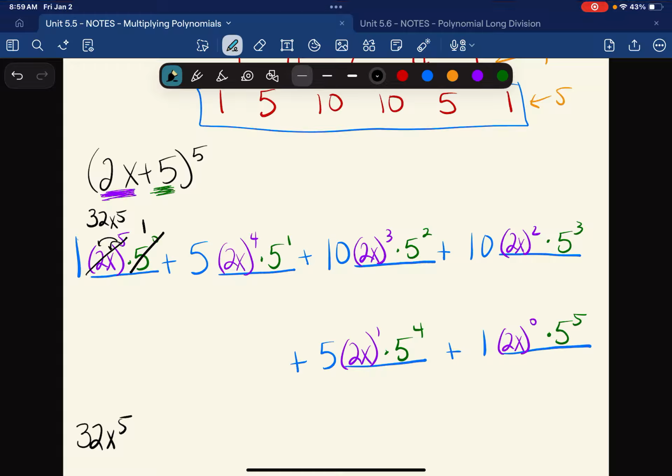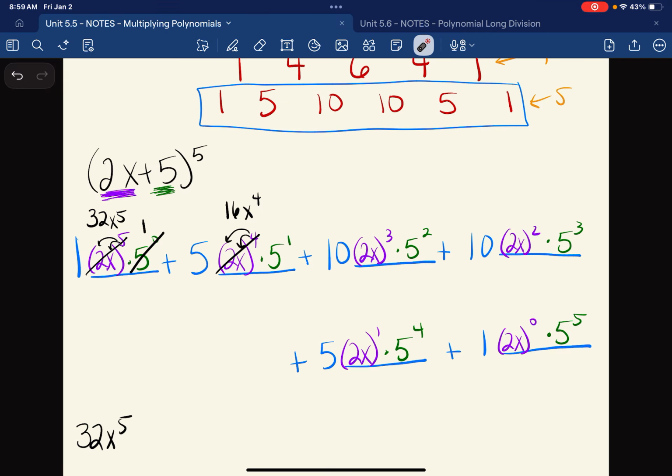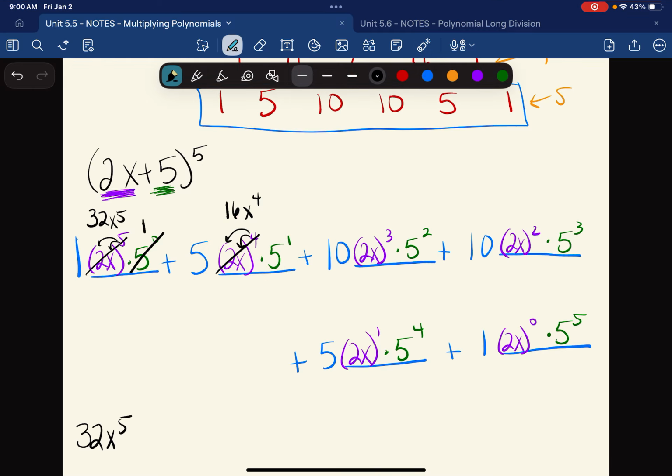Our second term says 5 times 2x to the 4th times 5 again. All right, so let's multiply that. 2 times 2 is 4, times 2 is 8, times 2 is 16. So this is 16x to the 4th power. Now, I like multiplying by quarters because I know how to count money, right? 5 times 5 is 25. 25 times 16. If I have 16 quarters, I have $4 or 400, right? So this ends up giving me 400x to the fourth.